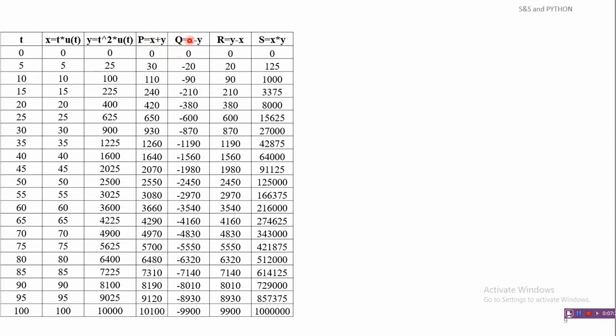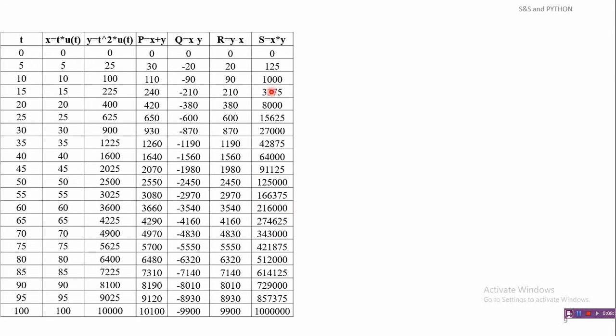And similarly, q is x minus y. So take this x and subtract y from x. So we get 5 minus 25, minus 20, and like this we calculate for all values of t and then plot q of t versus t to get the signal q of t. Next, r of t is y of t minus x of t. So subtract x from y. So 25 minus 5 is plus 20, 100 minus 10 is plus 90, like this doing the r. And s is the product of x and y. Take the product of x and y from these two columns and tabulate here.